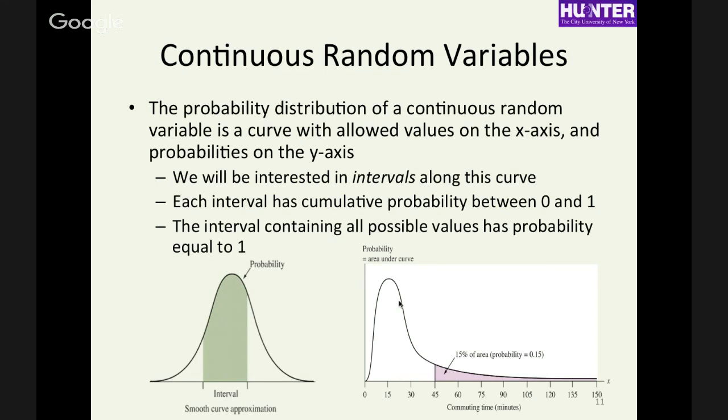Each of those intervals has a probability between 0 and 1. You can't have any probability less than 0, right? You can't have a probability greater than 1 either. It's got to be between 0 and 1. And the interval containing all possible values in the commuting time example, from 0 to infinity, is equal to 1. The total probability is equal to 1.